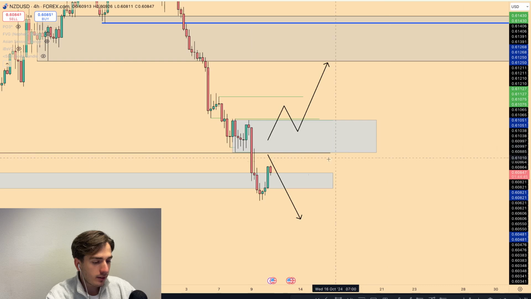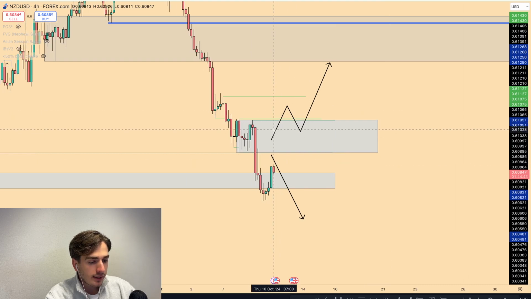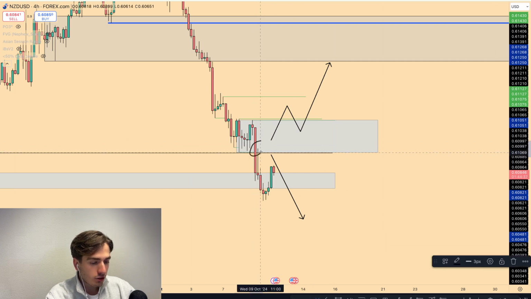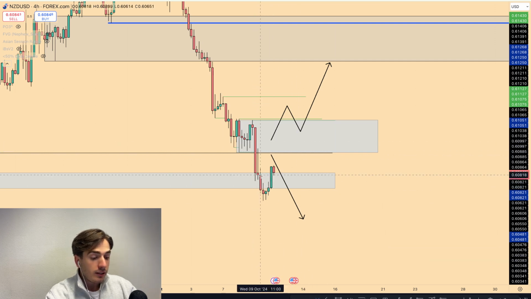However, as you can see again, yesterday's lines played out pretty well in the sense that there was no break of this high, so therefore no long. And what happened, you can see we wicked into that supply zone with perfection, and from there we sold off in towards the downside.